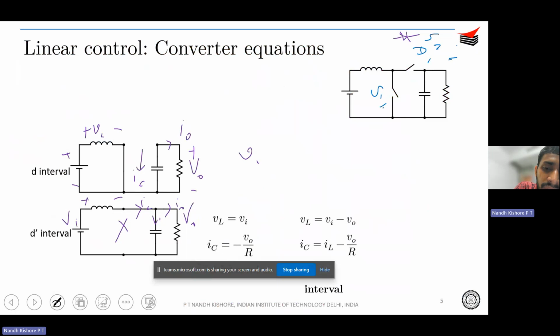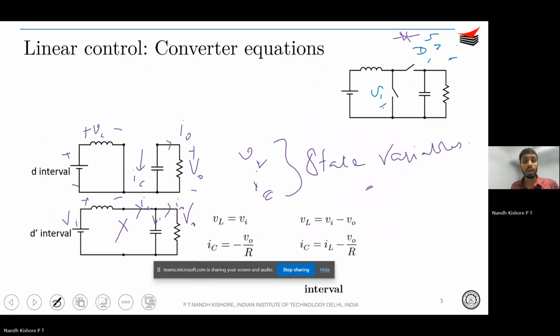We typically call VL and IC the state variables. Why are they called the state variables? Based on the state of the device, whether the device is on or not, VL and IC are going to change, right? So that's why they are called the state variables. These are basic expressions which I guess you are already aware of. So what's happening during the D interval and D dash interval for a boost converter.